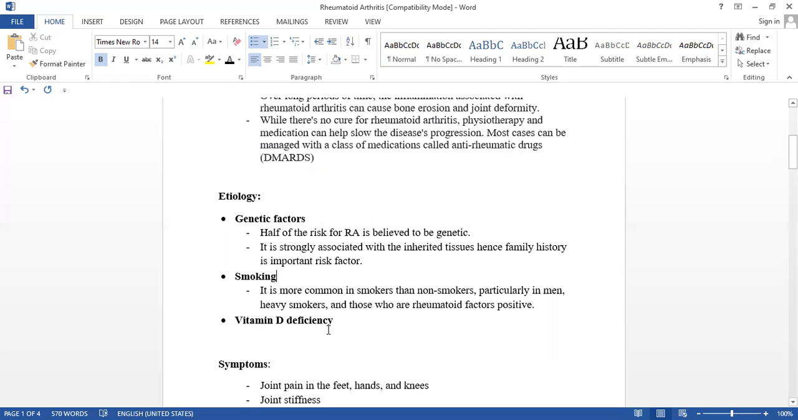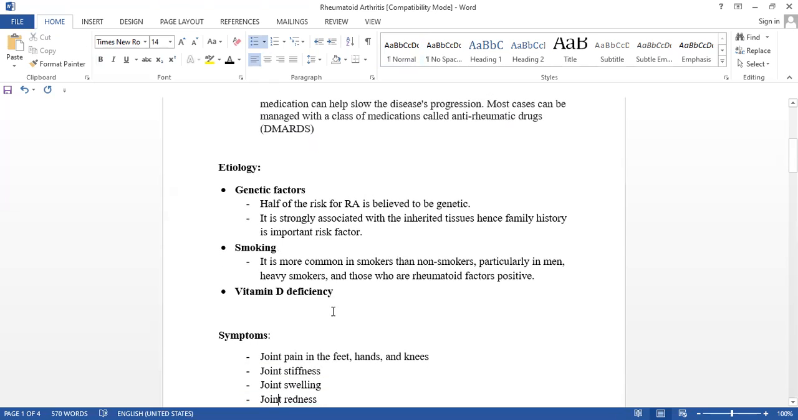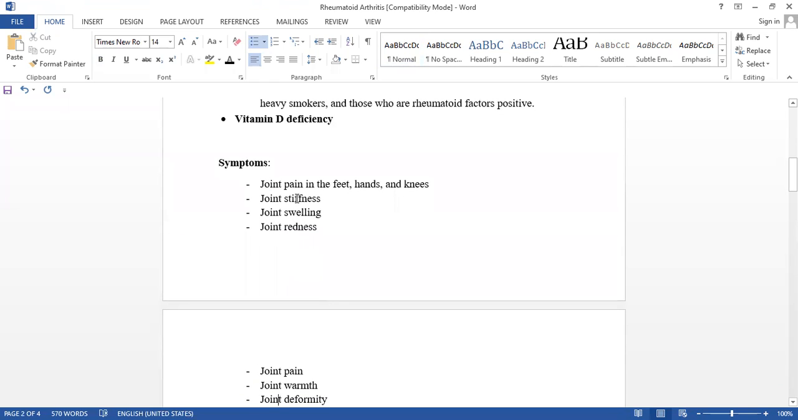Next one, etiology, that is the vitamin D deficiency. Understood this one, etiology? Mainly genetic factors, smoking, and vitamin D deficiency. Now see the symptoms. What are the main symptoms? That is the pain, swelling, if there is any inflammation. So there is a pain.